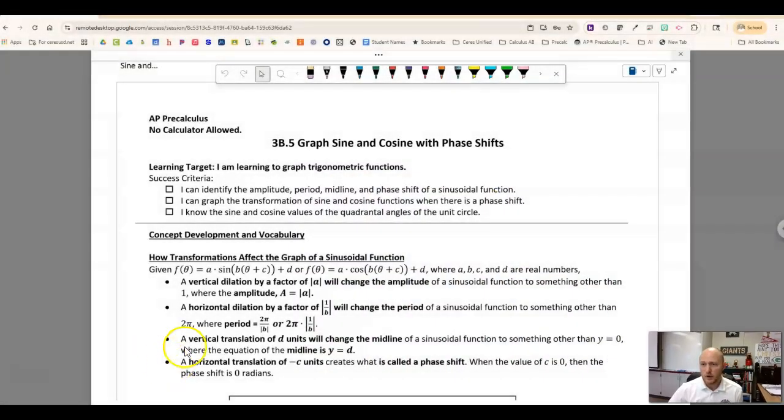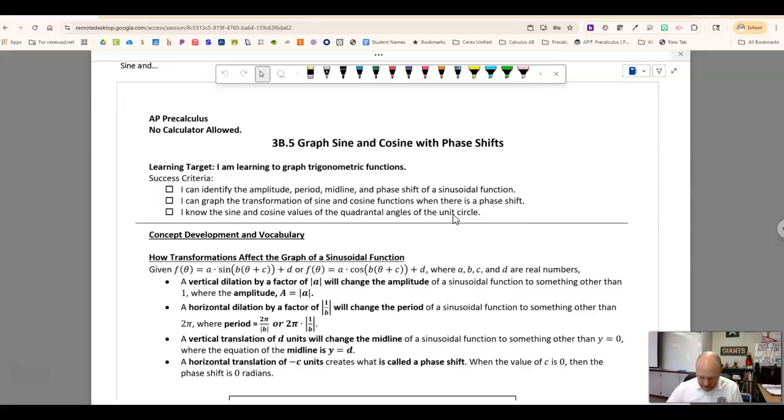Okay, so we're learning to graph trig functions. You'll be successful if you can identify amplitude, period, midline, and phase shift, which is the new word for this video. You'll be successful if you can graph transformations of sine and cosine functions when there is a phase shift, and you know your quadrantal values for sine and cosine.